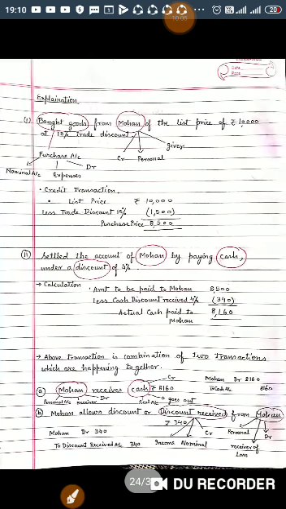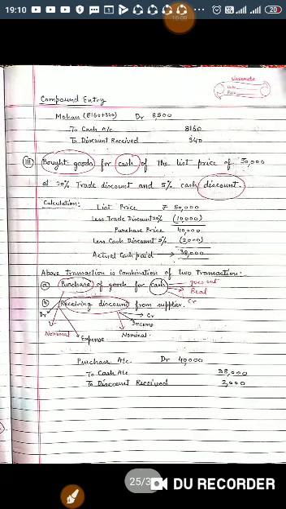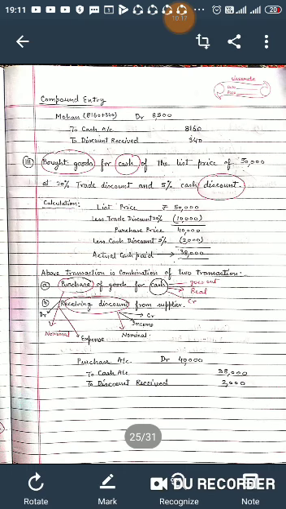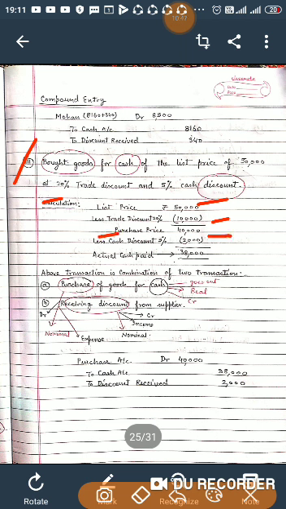So the next transaction is bought goods for cash of the list price of rupees 50,000 at 20% trade discount and 5% cash discount. So first of all we will calculate it. List price is given 50,000 less trade discount. Trade discount is allowed 20%. We will deduct 20% of 50,000, that is 10,000, and the remaining is 40,000. This is my purchase price.